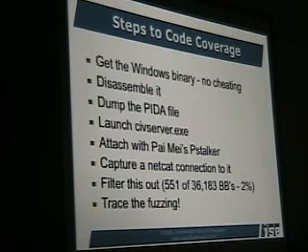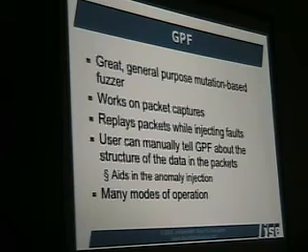Take the binary, put it in IDA Pro, get the PETA file, launch the program, attach it to Pyme. If you want, you can filter out what happens just with boring netcatting to it, but that's not even necessary. And then you start fuzzing. Pyme will tell you when you hit. To fuzz it, I use the tool called GPF, written by Jared DeMott. It's a good little fuzzer. It's a mutation-based fuzzer. Works on PCAP captures.